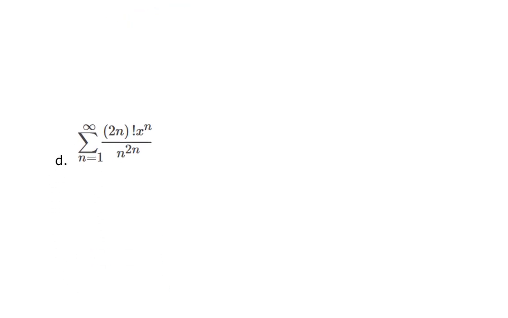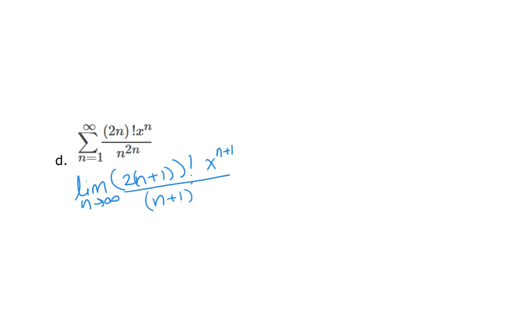Let's take a look at D. So the limit as n goes to infinity of 2 to the n plus 1 factorial, x to the n plus 1, n plus 1 raised to the 2n plus 1, multiplied by n raised to the 2n, over 2 to the n factorial, x to the n, all inside the absolute values.